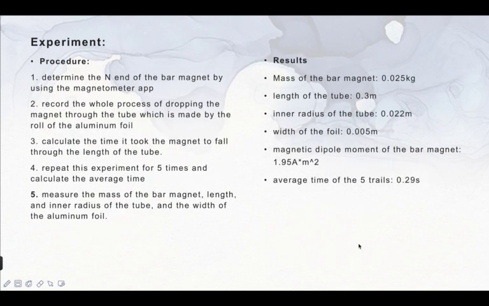Firstly, I determine the north end of the bar magnet by using the magnetometer app and record the whole process of dropping the magnet through the tube, which is made by the roll of aluminum foil. I calculate the time it took the magnet to fall through the length of the tube and repeat this experiment 5 times and calculate the average time. I also measure the mass of the bar magnet, length and inner radius of the tube, and the width of the aluminum foil. Those are my measurements.